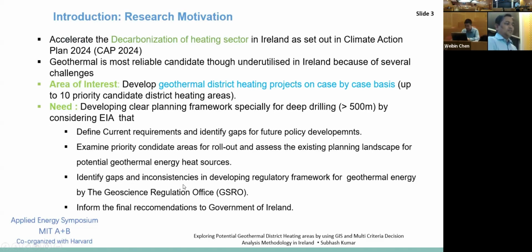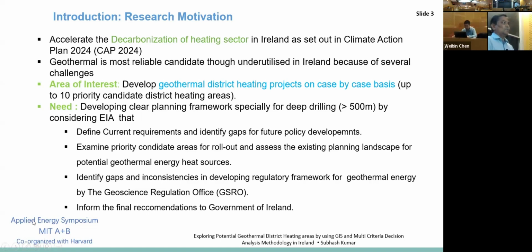The motivation of this research is decarbonizing the heating sector in Ireland, according to the target set by the Climate Action Plan in 2024. Geothermal is a very reliable source, with no intermittency in this renewable energy resource, so it can be used mainly for district heating systems. In this project we are going to develop 10 priority district heating areas, where we can develop district heating energy systems at the local scale. This heating system will be developed at a depth of more than 500 meters because of the temperature requirements for district heating areas.